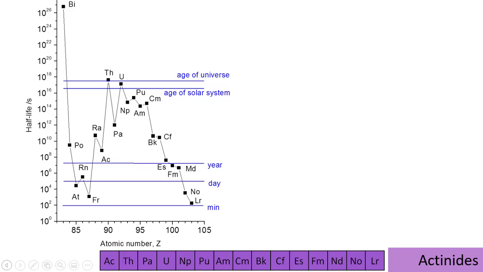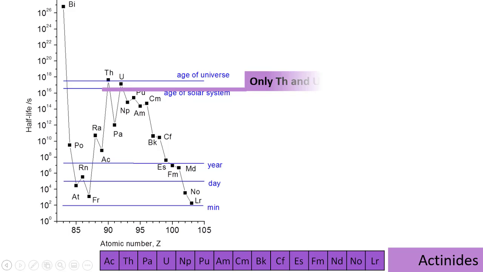Look, bismuth, which until recently was thought to be indefinitely stable, actually decays, just very, very slowly. The half-life of bismuth is 10 to the power 27. That's 100 million times longer than the current age of the universe.